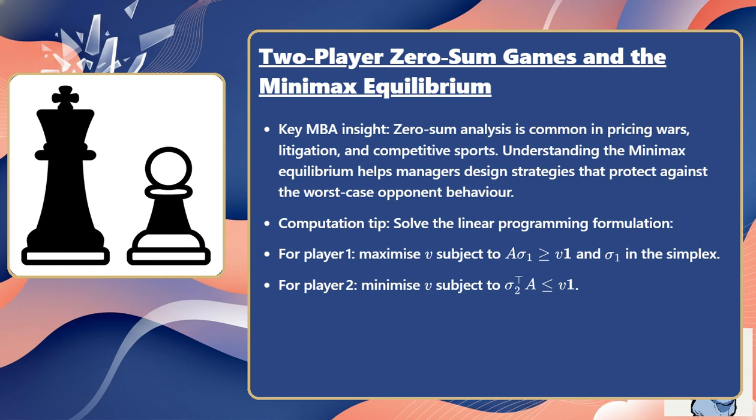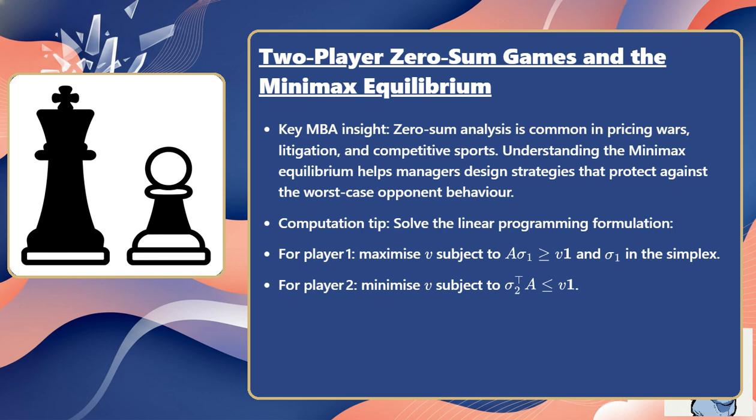Computation tip: solve the linear programming formulation. For player 1, maximize V subject to sigma 1 transpose A greater than or equal to V times bold 1, and sigma 1 in the simplex. For player 2, minimize V subject to sigma 2 transpose A less than or equal to V times bold 1.